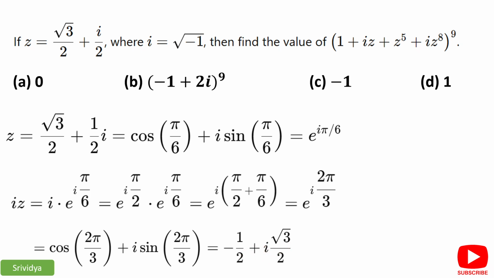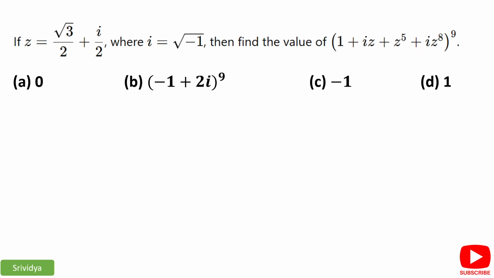In a plus ib form or rectangular form. Next, let us consider z to the power of 5. z to the power of 5 is nothing but e to the power of i pi by 6 whole to the power of 5, because z is e to the power of i into pi by 6. Then this is in the form of a to the power of m whole to the power of n, which is e to the power of i into 5 pi by 6.